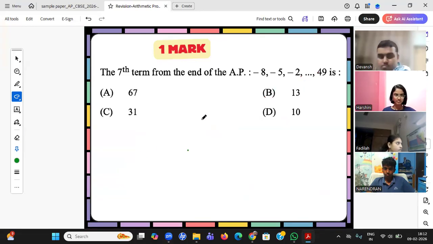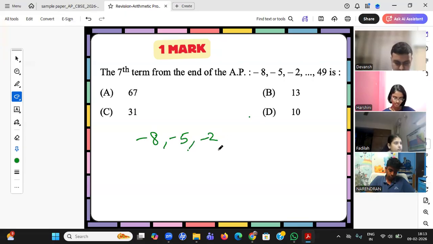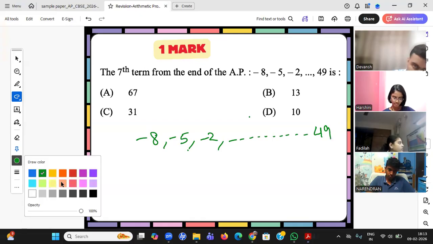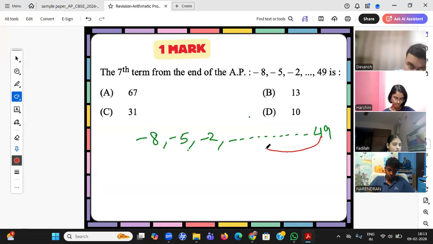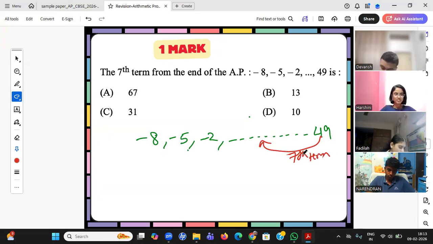Seventh term from the end. You see, the question is from the end. Now he's asking. Please go to the previous page. No, Devans, please wait. I'll send this whole document to you at least. The seventh term from the end. Okay, students. So he's asking seventh term from the end. Now you use all your methods or else the method which I have said. From 49, he's asking the seventh term.